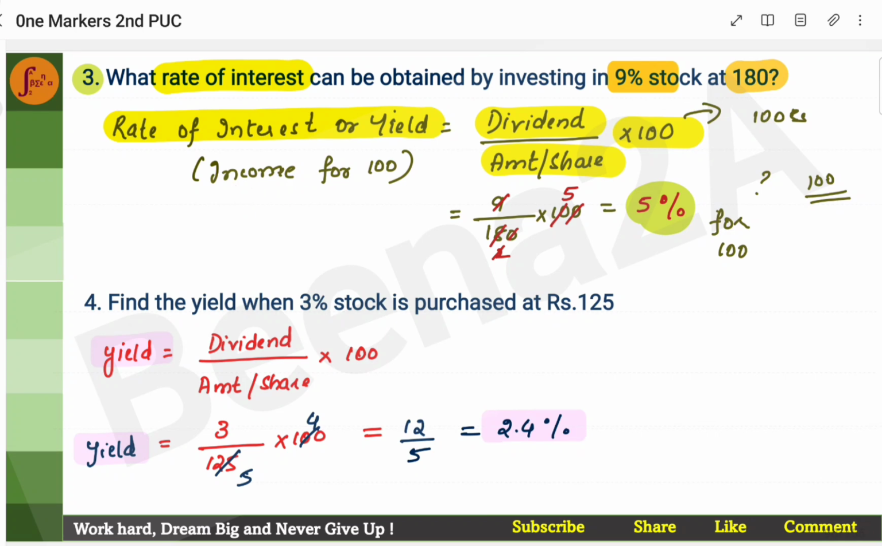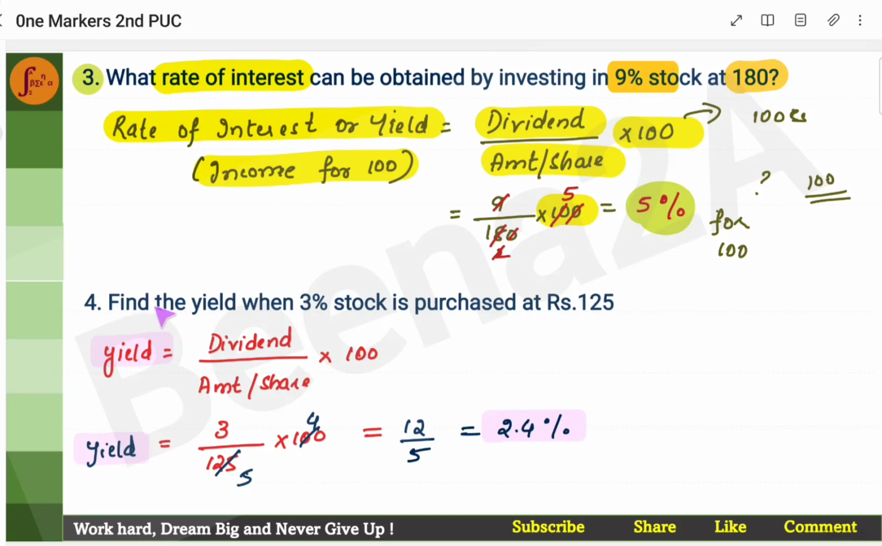Yield is nothing but income for 100 rupees. So dividend, 9%. Every time you see a percentage, that means it's a dividend. Amount per share, it's given here. 180 rupees is the amount per share. And into 100, because you're calculating for 100 rupees. So answer is 5%. So remember to put the unit. Yield or rate of interest is always in percentage.